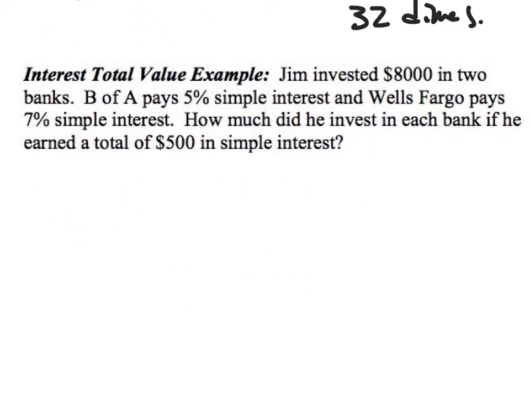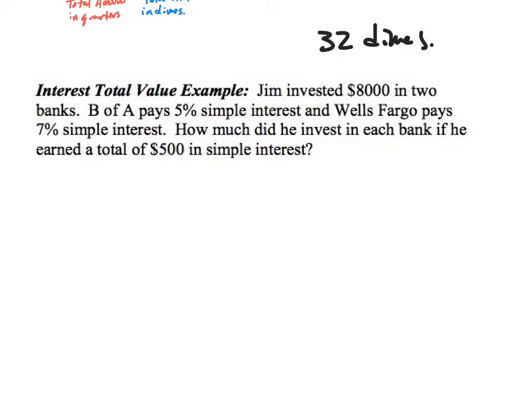My friend Jim, your friend Jim, invested $8,000 in two banks. Bank of America pays 5% simple interest and Wells Fargo pays 7% simple interest. How much did he invest in each bank if he earned a total of $500 in simple interest? First of all, we need to understand the concept of simple interest, where I is equal to P times R times T.